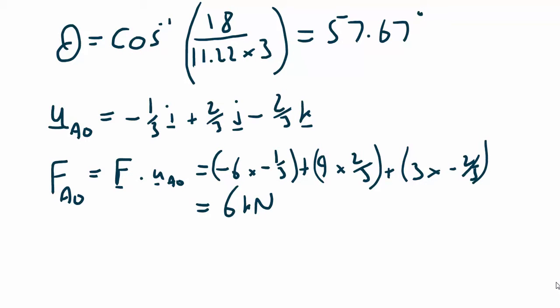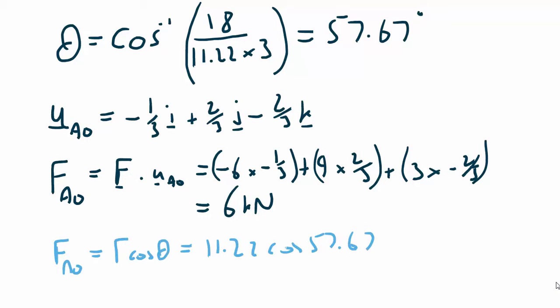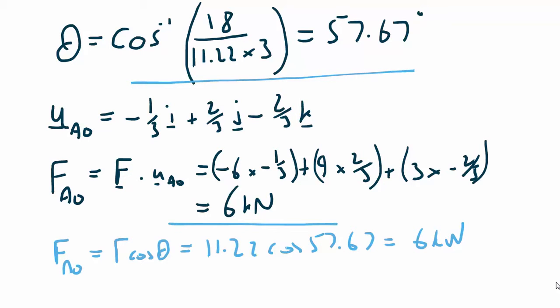The alternative method of doing that, you could say FAO equals F cos theta, which is 11.22 cos 57.67, which equals 6 kilonewtons. So at this point here, there are two alternative methods. Either one will get you full marks in the exam if that came up.